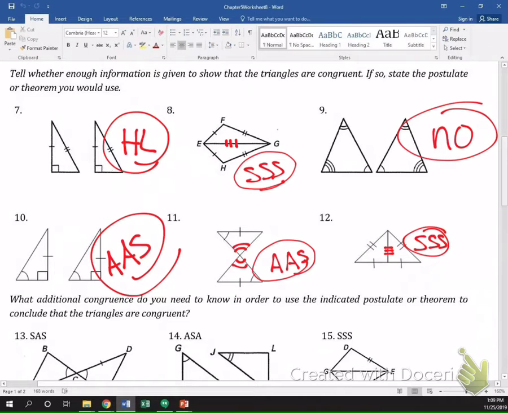So the ones that we haven't had, I'm going to make a little note over here. You also want to study side, angle, side, and angle, side, angle. Those were not on the review, but they might be on the test. So study these guys as well. Okay? Questions? Are we good?